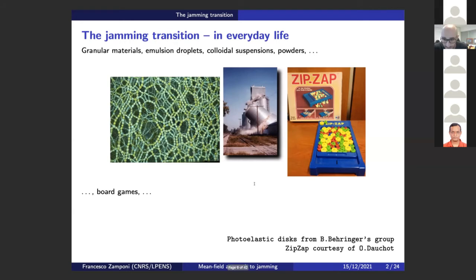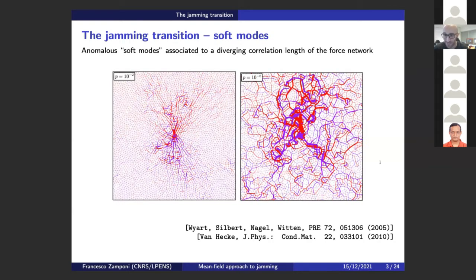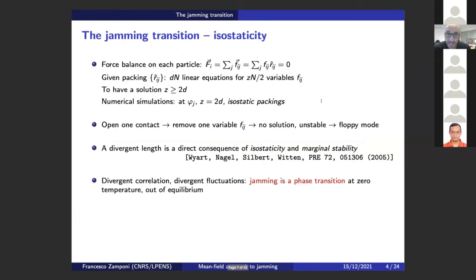So, okay, I was saying that people have seen numerically that close to the transition, there are these long range correlations in the forces between particles. And they also made a very nice and elegant argument that you can find in this paper and in others, but I think this is a classic reference for this kind of argument.